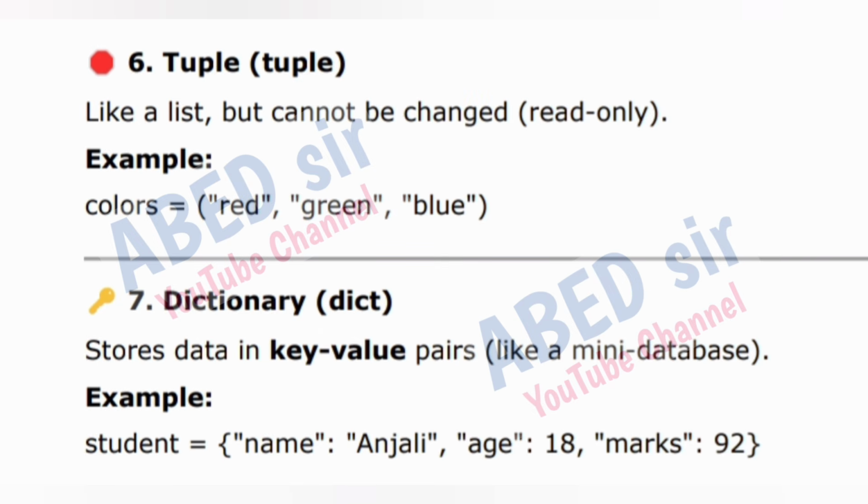6. Tuple. Like a list, but cannot be changed, read only. Example. colors = ("red", "green", "blue"). 7. Dictionary, dict. Stores data in key-value pairs, like a mini database. Example. student = {"name": "Anjali", "age": 18, "marks": 92}.